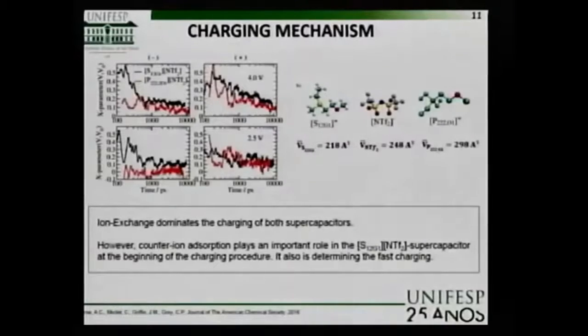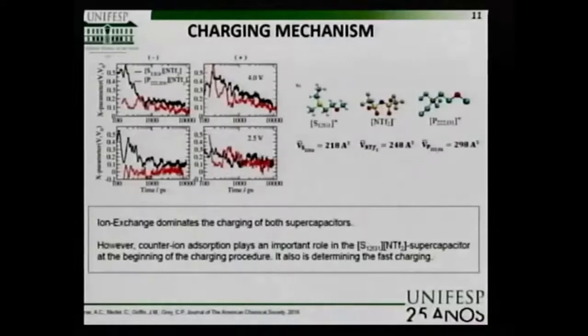Since in the sulfonium-based ionic liquid, we have the X parameter starting at 0.5, and in the phosphonium-based ionic liquid, it's almost 0 at the start of the simulation. So it is also determining the fast charging dynamics of this supercapacitor with the sulfonium-based ionic liquid.